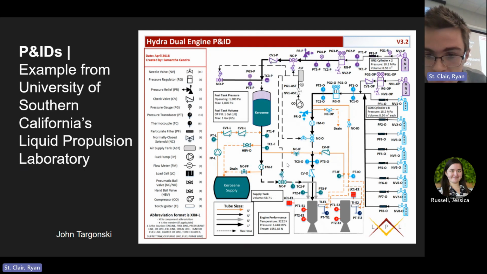Let's look at this. Okay, yeah, so they've got solenoids going on. And then basically it ends up in the chamber right there.